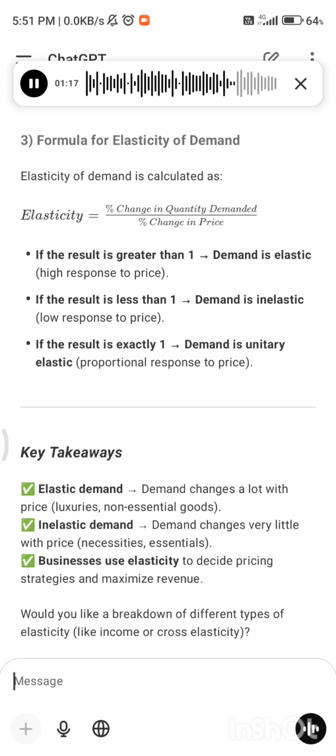Key takeaways: elastic demand, demand changes a lot with price, luxuries, non-essential goods. Inelastic demand, demand changes very little with price, necessities, essentials. Businesses use elasticity to decide pricing strategies and maximize revenue. Would you like a breakdown of different types of elasticity, like income or cross-elasticity?